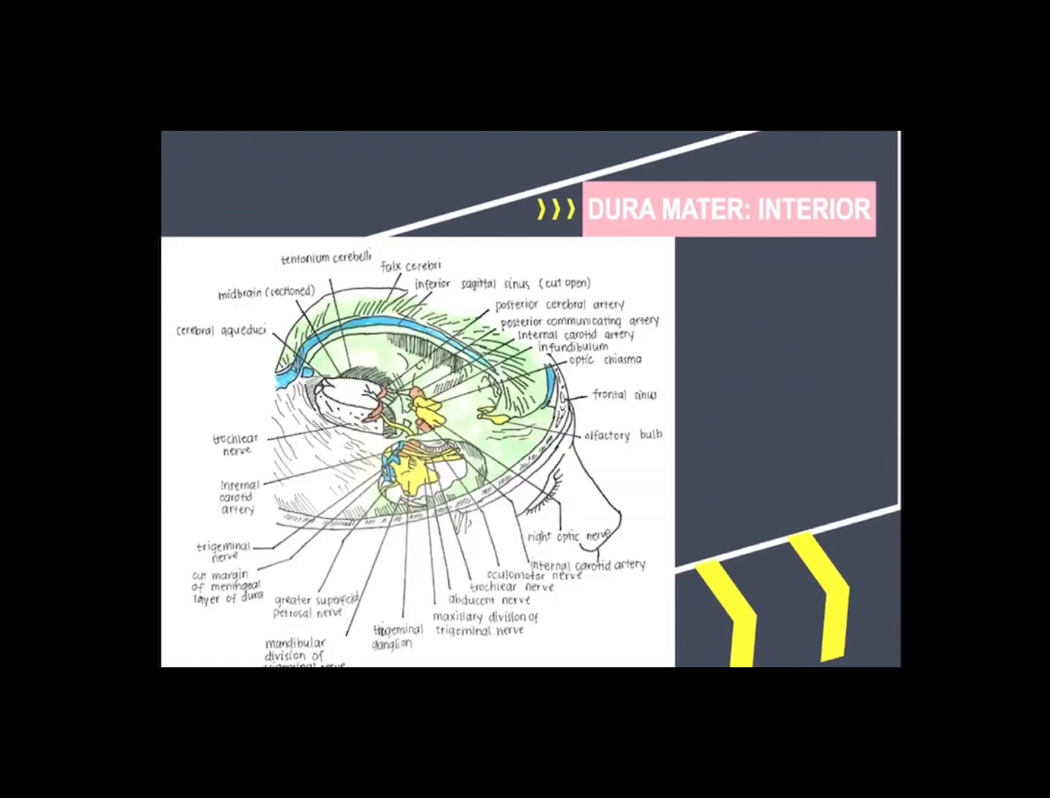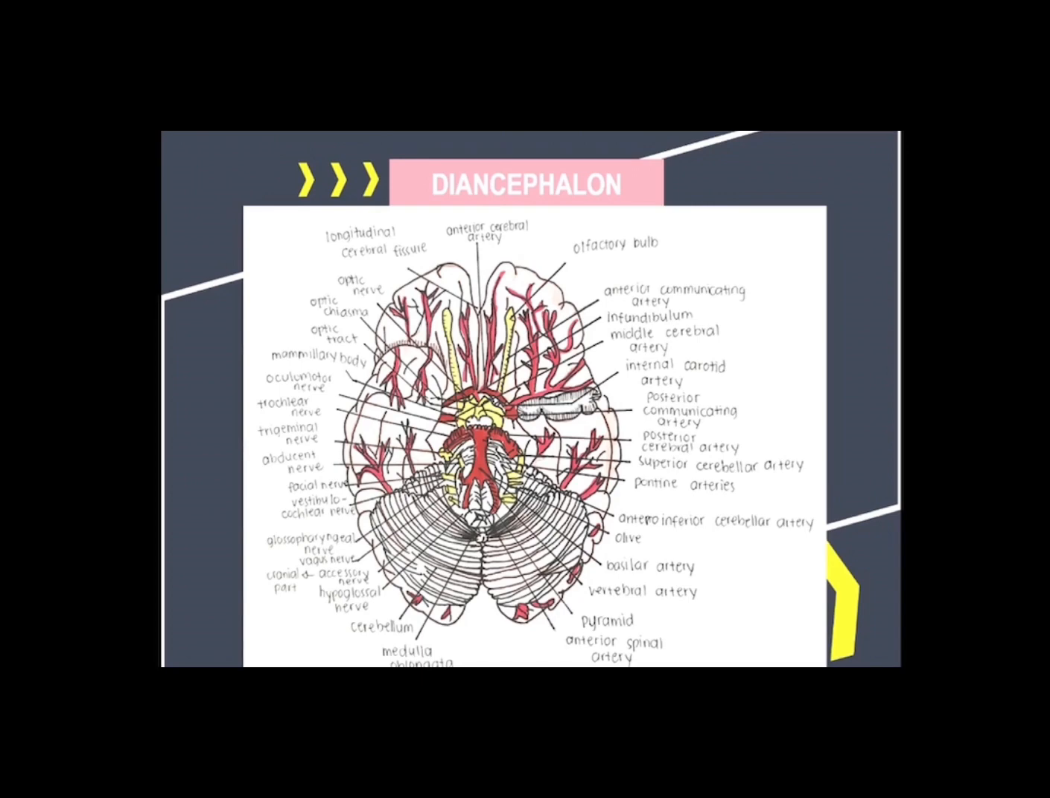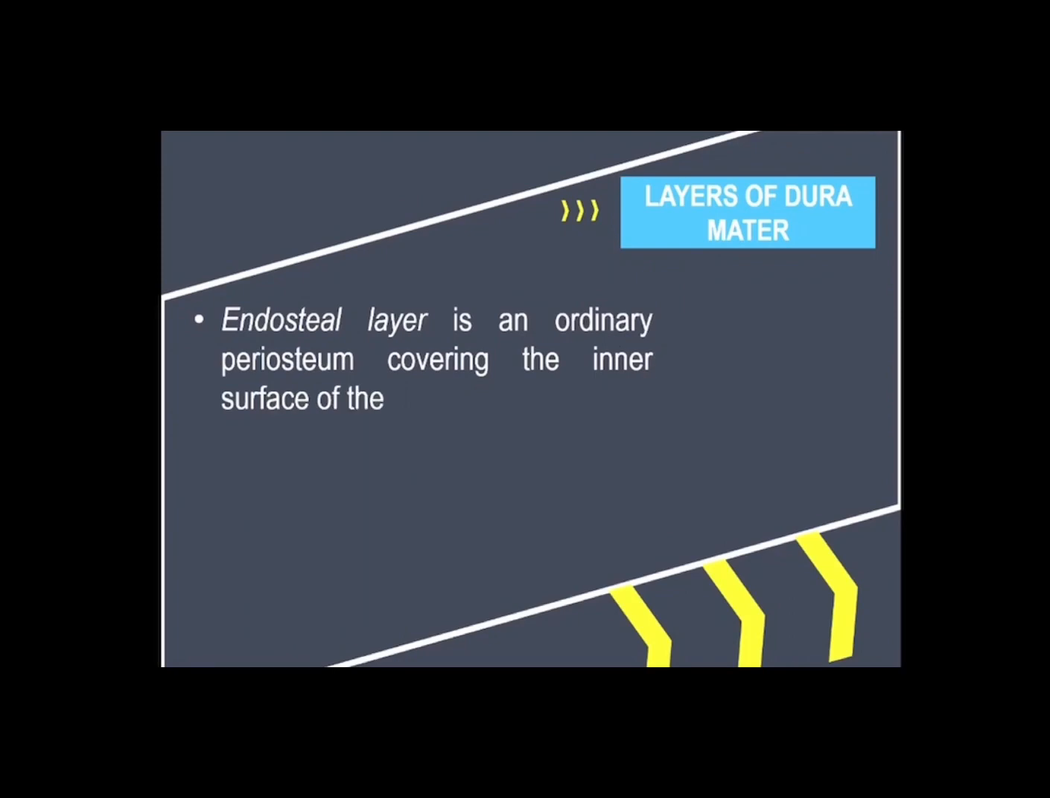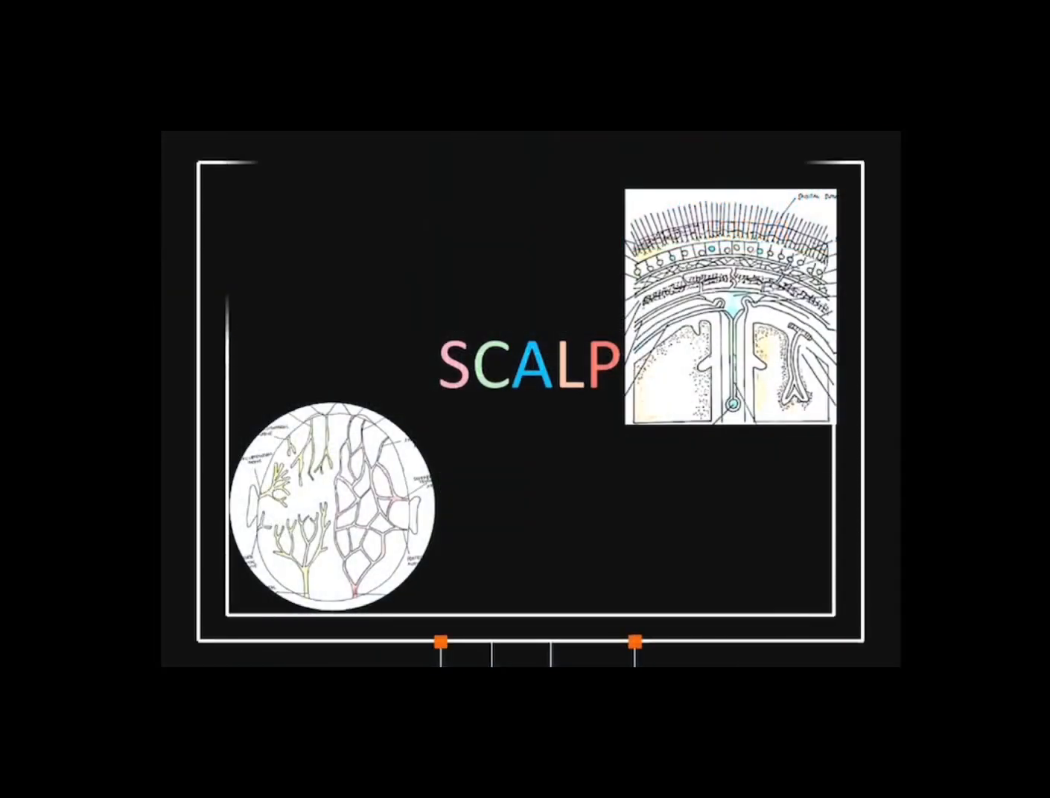It continues with the periosteum on the outside of the skull bones around the margin of the foramina of the skull. The other layer is the meningeal layer, which is considered the dura mater proper. It is a fibrous membrane that covers the brain that is strong and dense. It continues through the foramen magnum to the dura mater on the spinal cord.